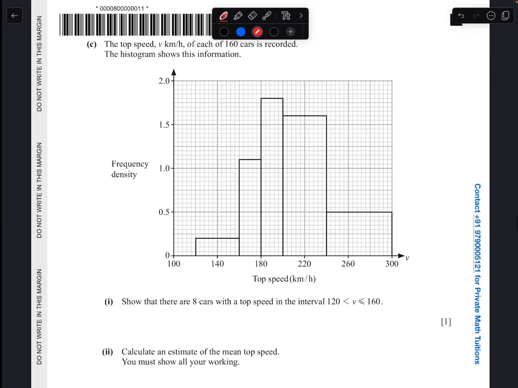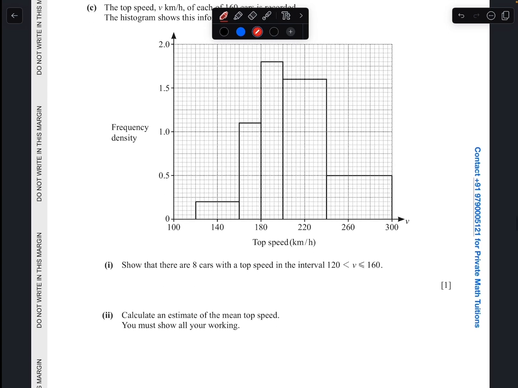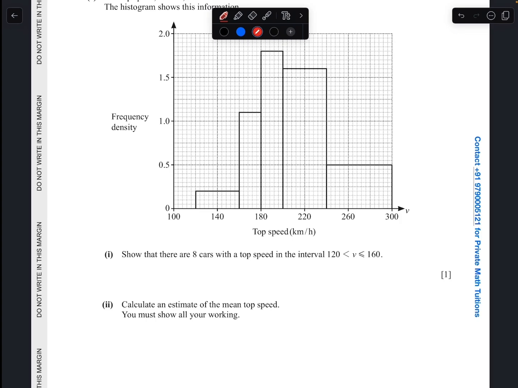Subdivision C. So again a graph is given. The x-axis is top speed given in kilometers per hour, and on the y-axis the frequency density is marked. Not the frequency, it is frequency density. Subdivision 1. Show that there are 8 cars with a top speed in the interval 120 to 160. So now let's recollect the formula. Frequency density is equal to frequency by class width.